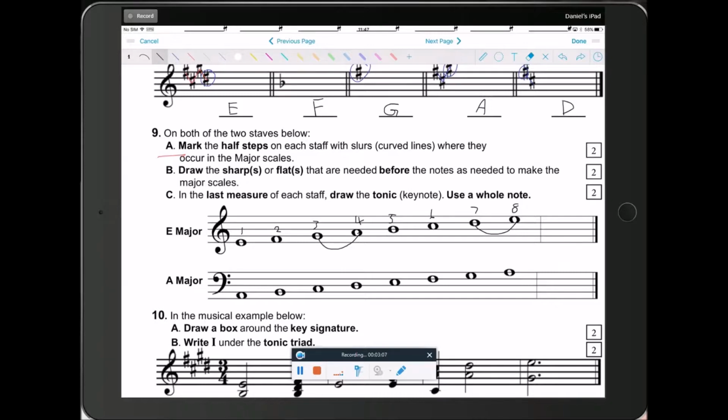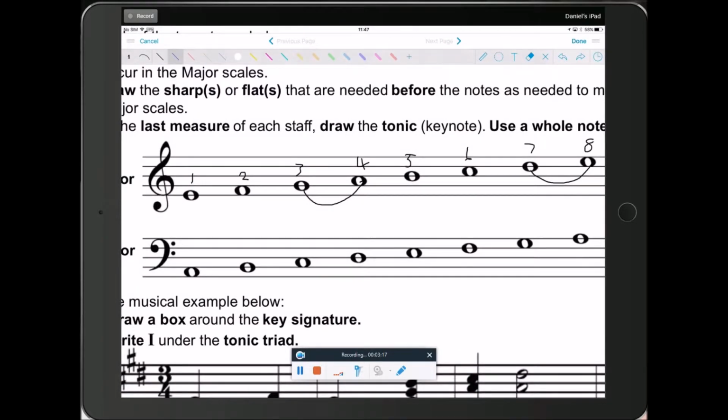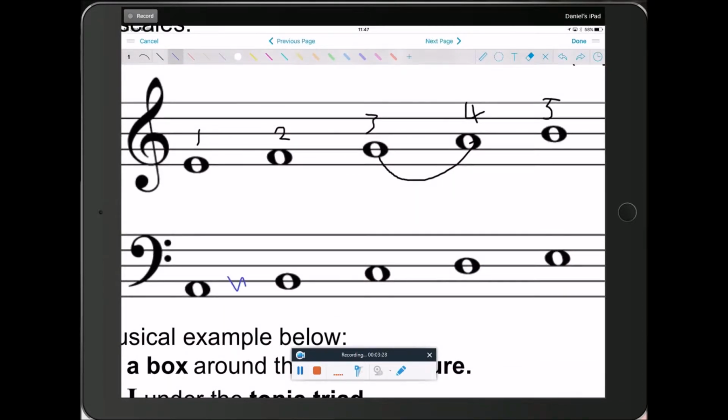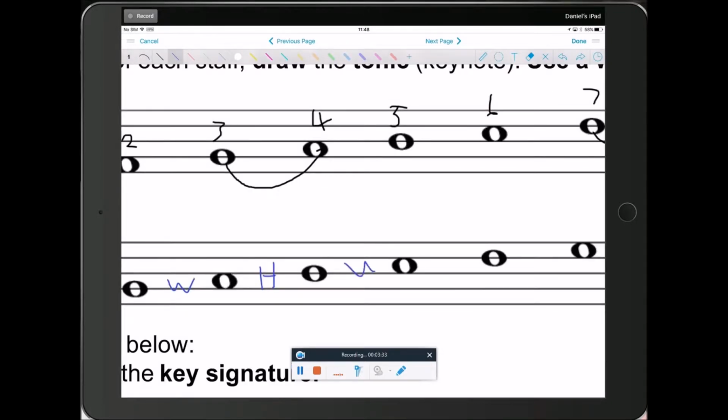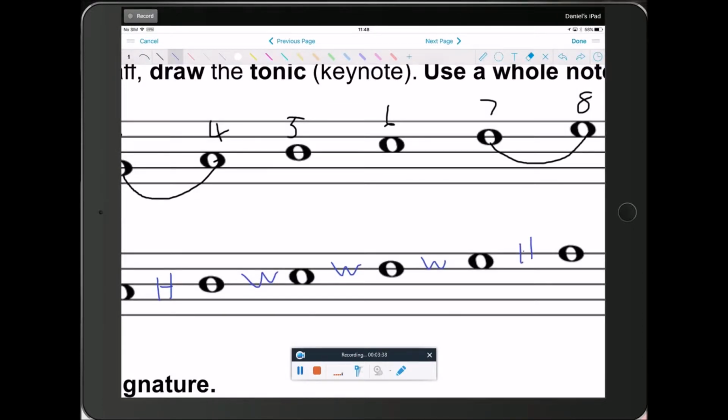There is another way to remember where the half steps go, and I'm going to do it on the staff below here. All you have to do is remember the sentence, we walked home when we walked home. And you write a W or an H in between each of the notes. So we go W, W, H, W, W, W, H. We walked home when we walked home.